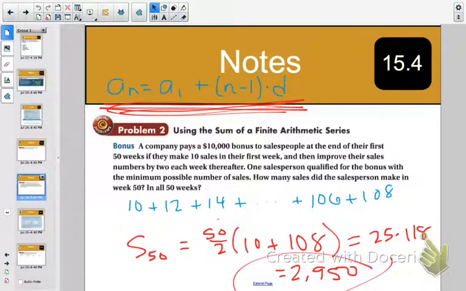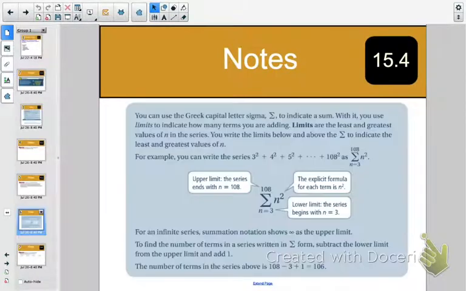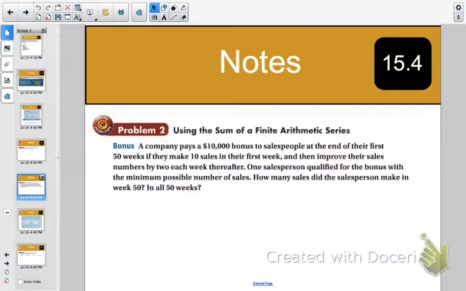Alright, so in that one we had to find the missing, or the last term first, before we could find the sum. What was I talking about? 2,950. So they sold a total of 2,950 cells, whatever they're selling, I guess.